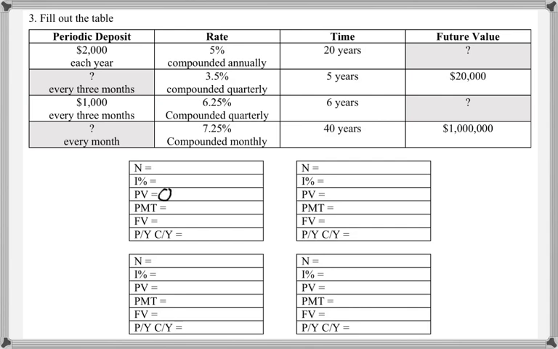So the present value is going to be 0 for all 4 rows in this table. So let's look at the first row.